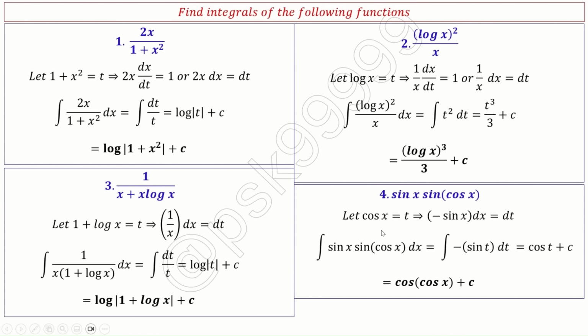Sin x, sin of cos x. Here I take cos x, which is inside, as t. Then sin x dx will become dt, correct? And the minus sign is there, so I'll take care of the minus sign. So the integration of sin x sin of cos x dx is nothing but minus sin t dt, which is nothing but cos t plus constant. So cos t is nothing but cos of cos x plus constant.